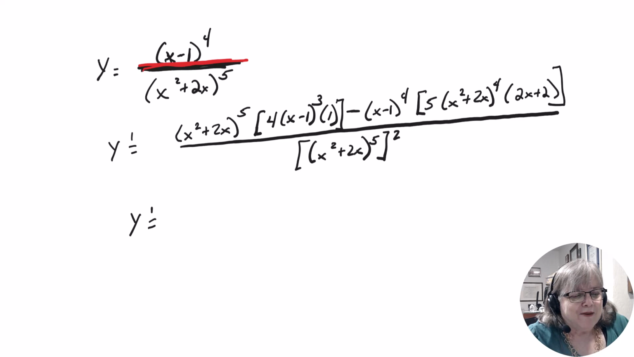All right. Now, what we have to do is do the best we can to sort of clean this up. So this 4 times x minus 1 cubed times 1 is just going to be 4 times x minus 1 cubed, right? And this 5 times x squared plus this other stuff, there isn't anything really here. You could, I guess, factor a 2 out of there. You want to factor a 2 out? Maybe we'll get something interesting.